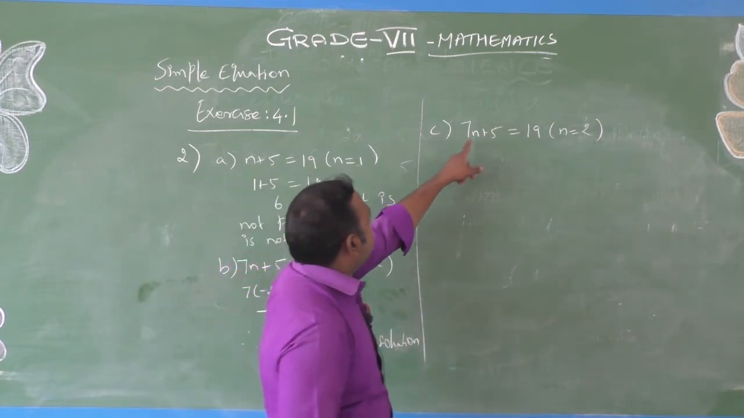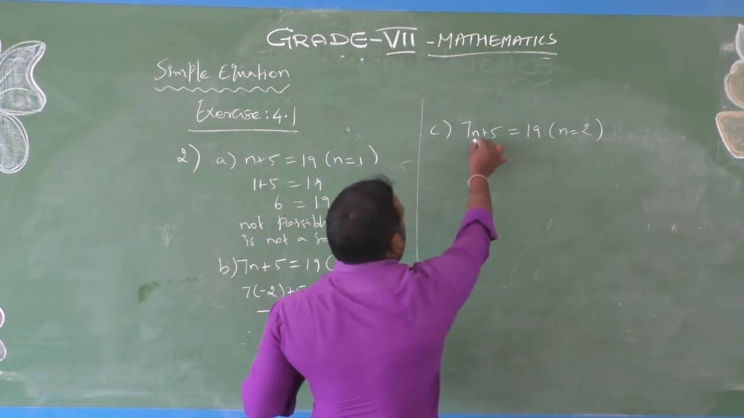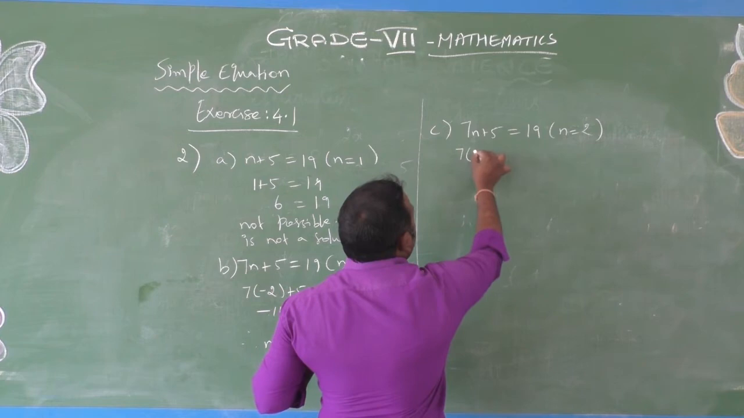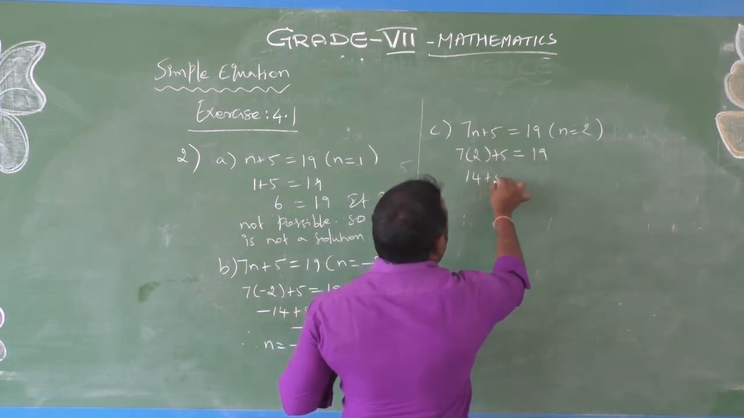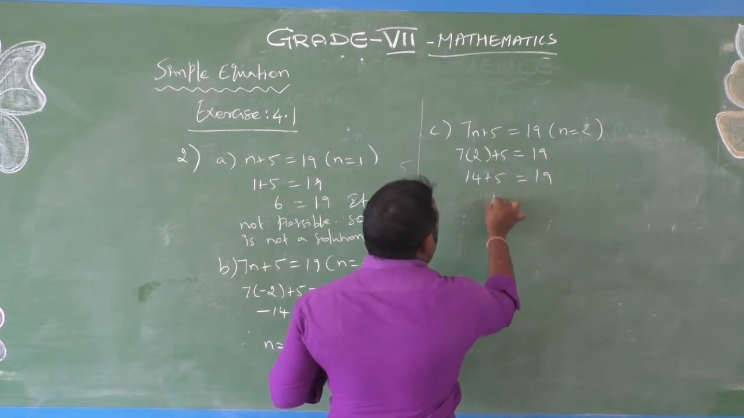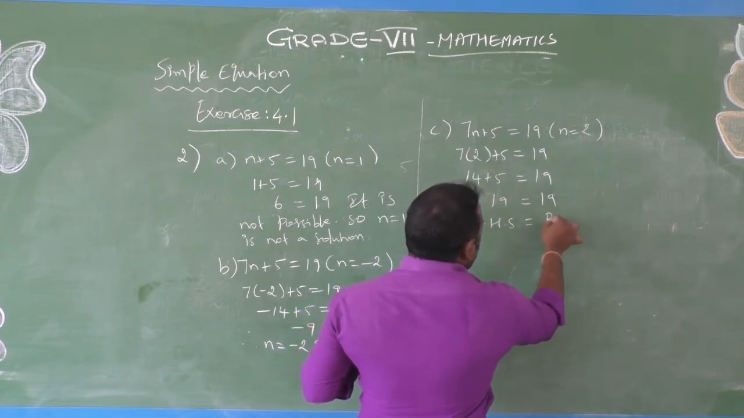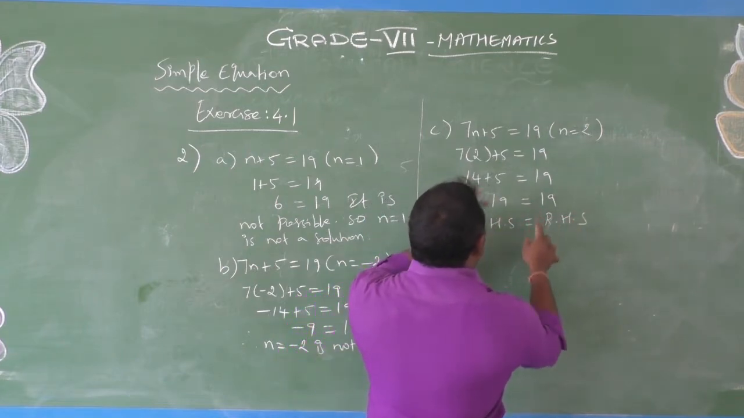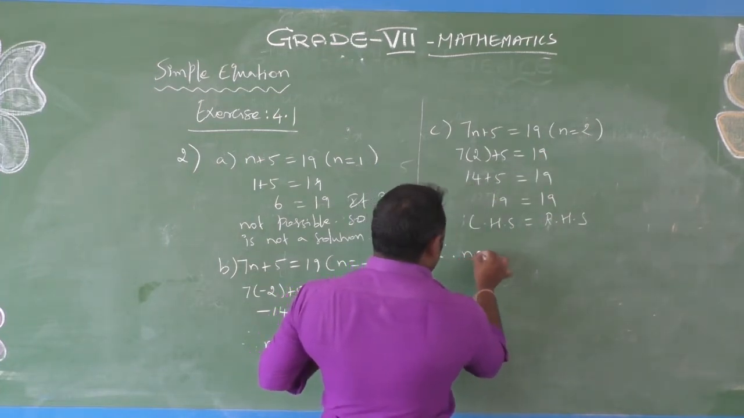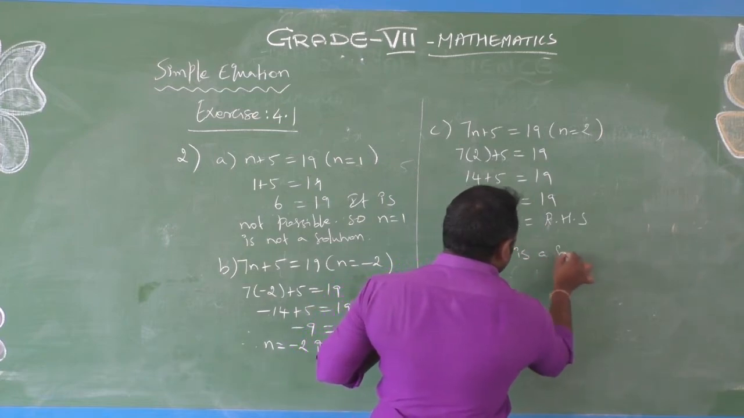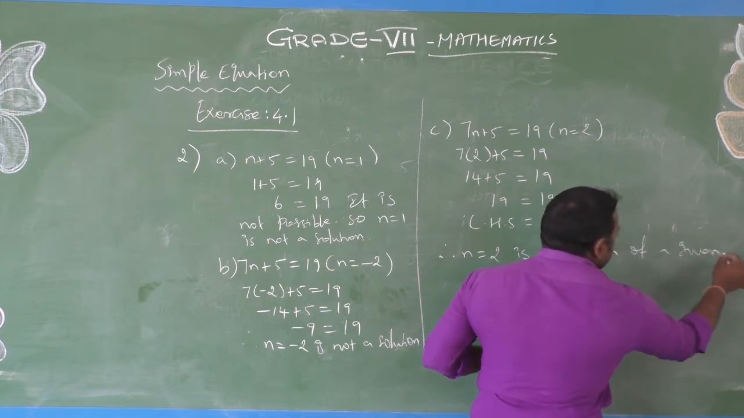Then third one, 7n plus 5 is equal to 19 if n is equal to 2. If n is equal to 2, then the equation becomes 7 into 2 plus 5 is equal to 19. So 14 plus 5, 19 is equal to 19. Here LHS is equal to RHS. Therefore, both the sides are equal. Therefore, n is equal to 2 is a solution of the given equation.